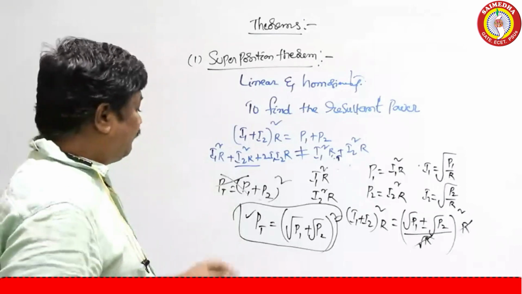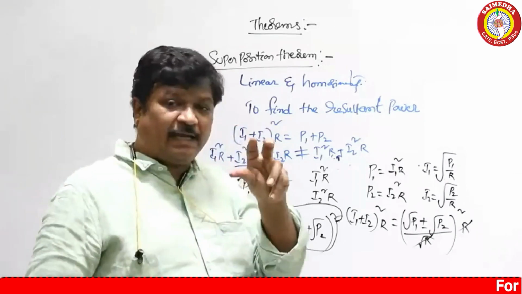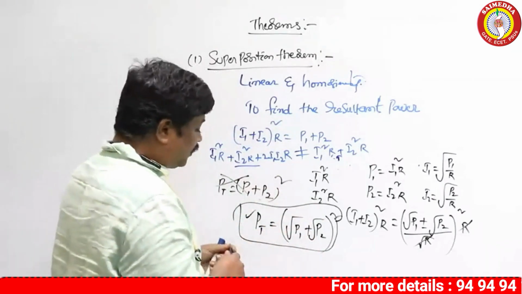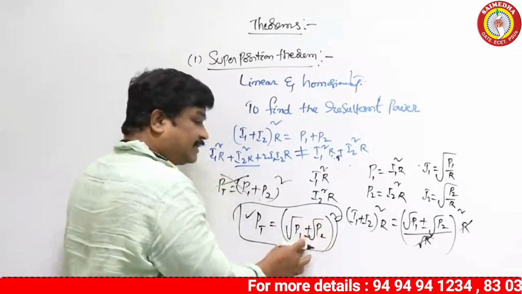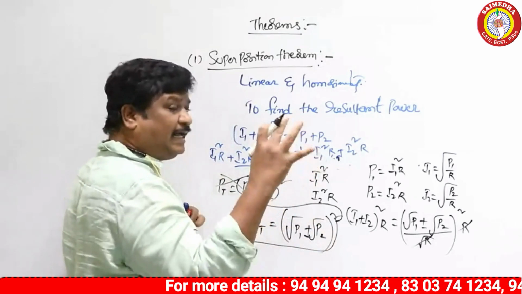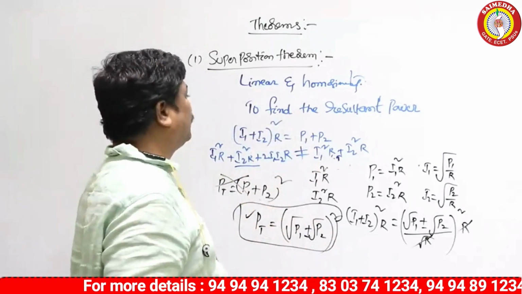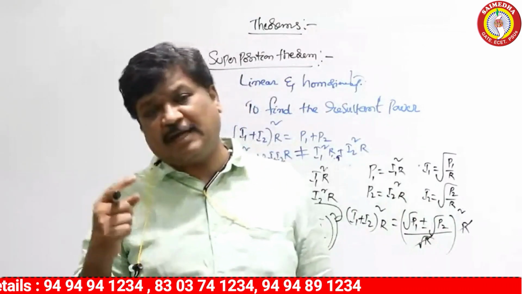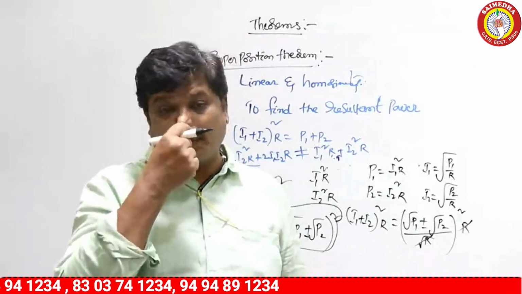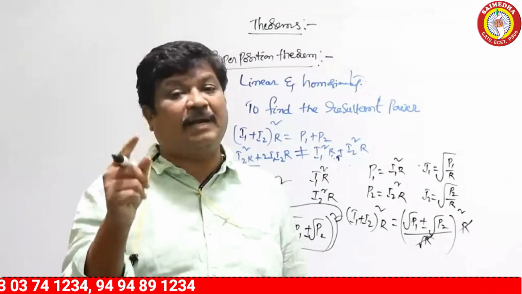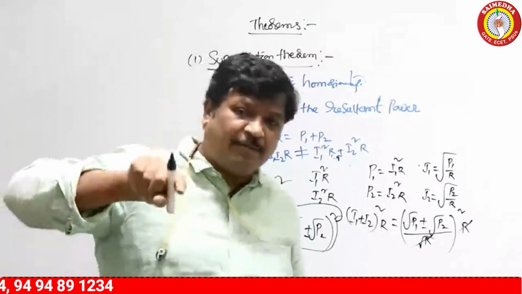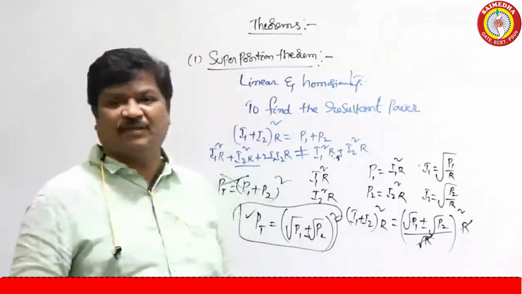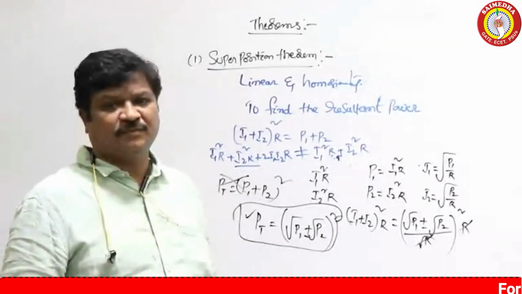Right. Whenever the powers are given separately, if you want to calculate resultant power, use root of P1 plus or minus root of P2, depending upon how they are aiding or opposing, whole square. So superposition theorem is valid to determine current. Superposition theorem is valid to determine voltage. Superposition theorem is not valid to determine power directly. Power can be calculated by calculating either resultant voltage or resultant current. That is the only point.